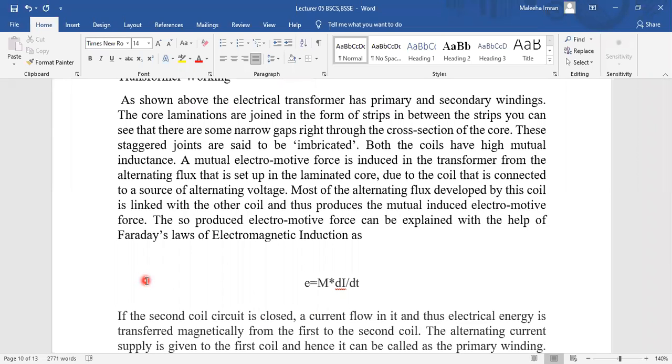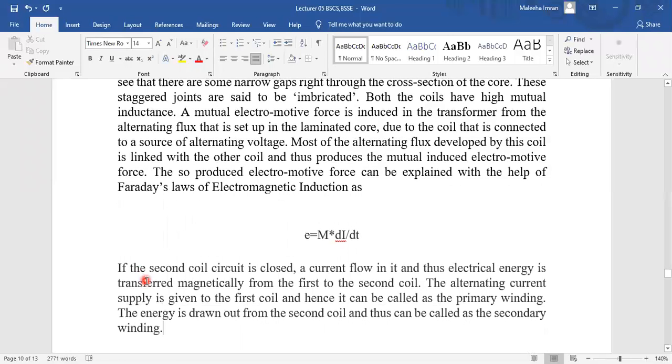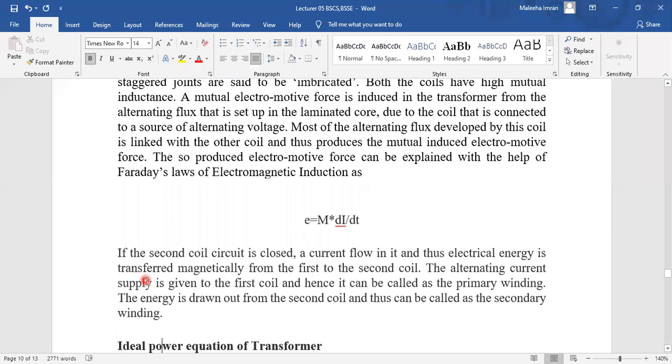If the second coil circuit is closed, the current flows in it, and thus electrical energy is transformed magnetically from the first to the second coil. The alternating current supply is given to the first coil, and hence it is called the primary winding, and energy is drawn out from the second coil. So due to this reason it is called the secondary winding. Up to here we saw last time.